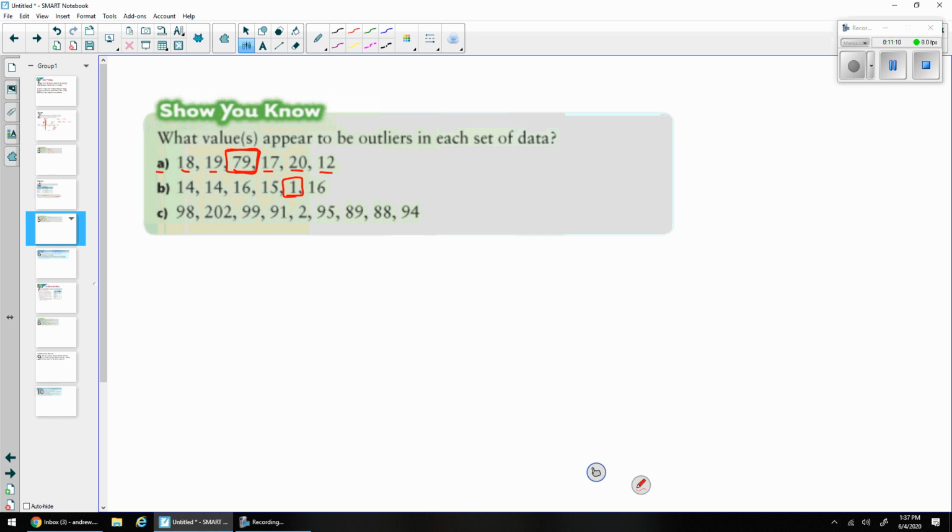Okay, and then C, 98, 202, 99, 91, 2, 95, 89, 88, 94. Which one of these could be outliers? Well, most of these numbers are in the 90s or very close to the 90s with 88 and 89. We have two numbers, 202, which is about 100 away, and we have 2, which is again almost 100, more than 80 away from the next number. So in this case, we do have 2 outliers. Okay, so just finding the numbers that are not really close and do not fit with the rest of the numbers.